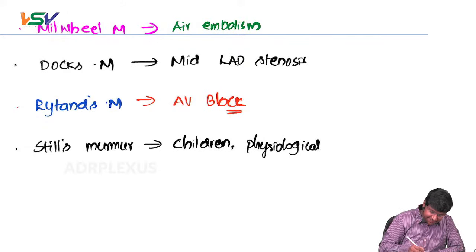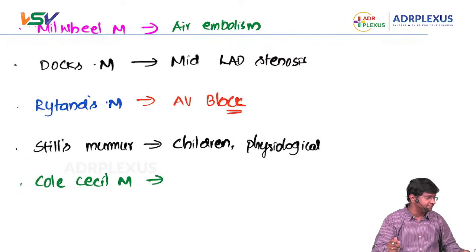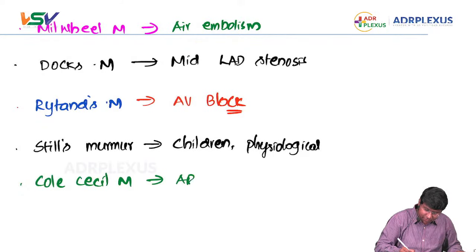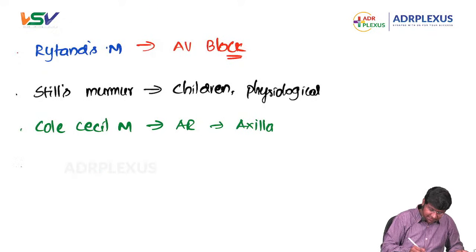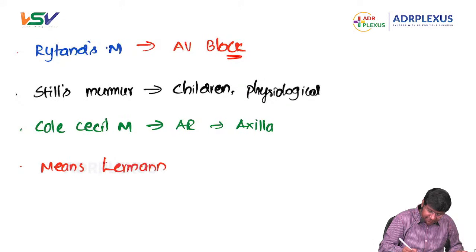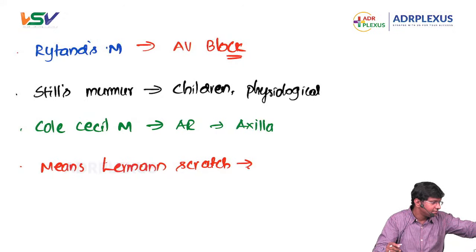Okay. Next, tell me, where do you have Cole-Cecil murmur? Yes, Cole-Cecil murmur. Anyone? Very good, Pranita. The murmur of AR that will be radiating to the axilla is what is called the Cole-Cecil murmur. Then where do you have the Means-Lerman scratch? Anyone? Means-Lerman scratch.